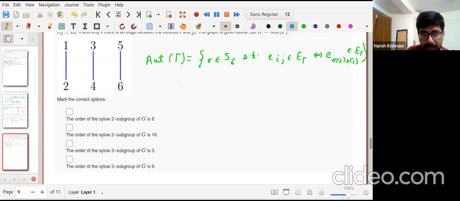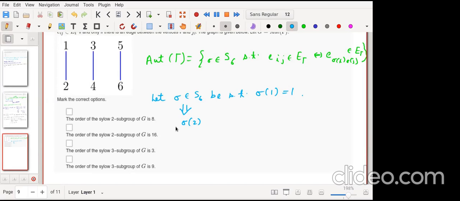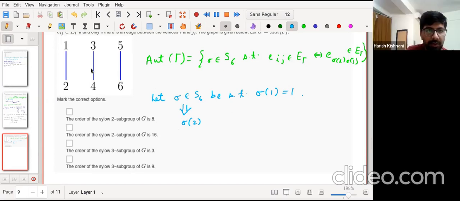So see, say we fix an element 1. Let sigma belong to S6 be such that sigma(1) is 1. So we fix the index 1. What does this imply, where can 2 be mapped to? 1 is mapping to 1 and 1 and 2 is an edge, so sigma(1) and sigma(2) has to be an edge if sigma is an automorphism. So what choice do you have for 2? Anyone? 1 is mapped to 1, so where should 2 be mapped? Sigma(2) has to be 2, because 1 and 2 is already an edge.